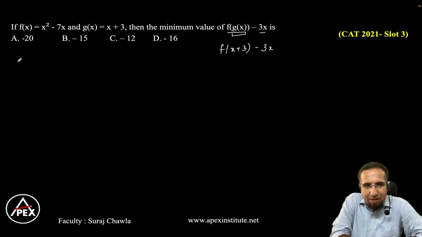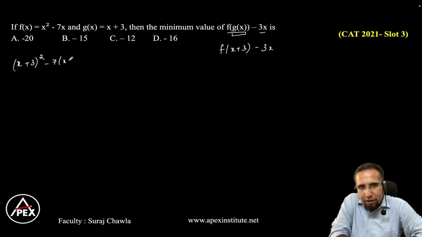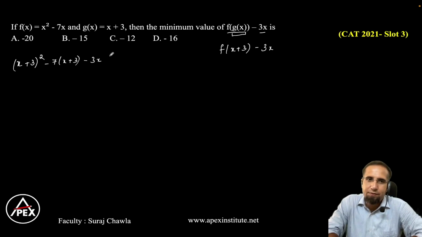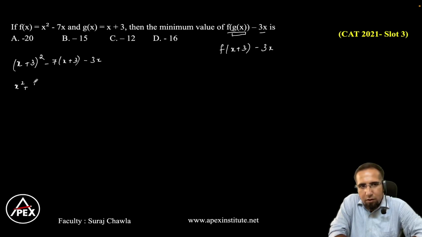Now what is f of x plus 3? Instead of x I replace x plus 3. So this becomes x plus 3 whole square minus 7 into x plus 3. And then finally we have a minus 3x. Clear? So x plus 3 whole square will eventually give you x square plus 9 plus 6x. Then we have a minus 7x. And then we have a minus 21. And then we have a minus 3x.